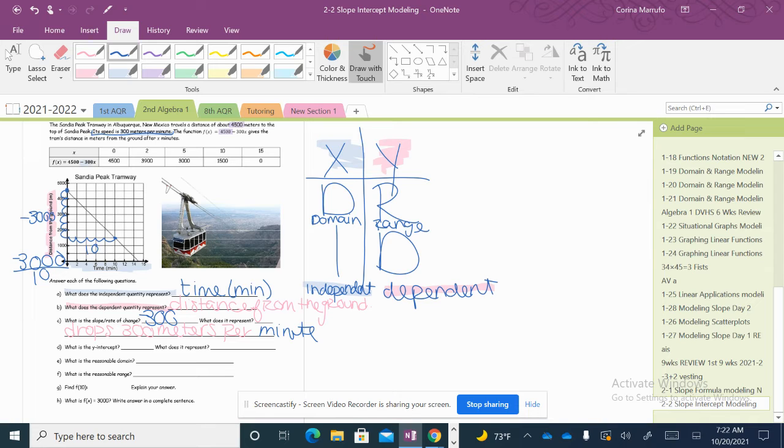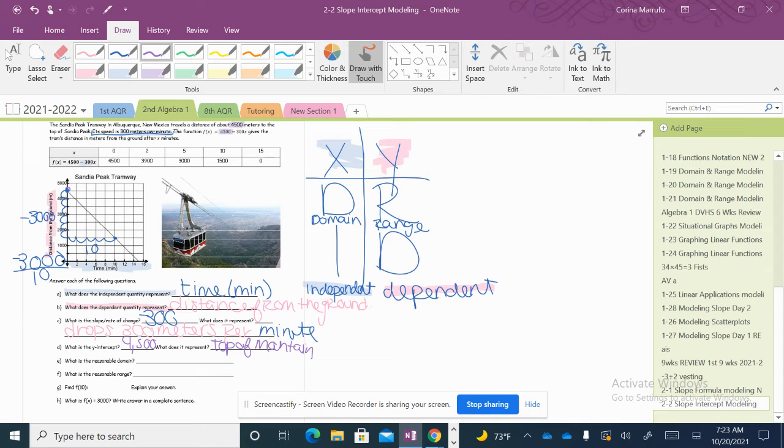Okay. So the next part is, what is the y-intercept? So our y-intercept here, where it crosses a y-axis, is 4,500. And what does it represent? It's where we begin. Remember, the y-intercept is our b. It's always where we begin. So this is where we started, okay? That means that this is at the very top of the mountain. So the top of the mountain. Okay, and then slowly it just drops and gets closer and closer to the ground.